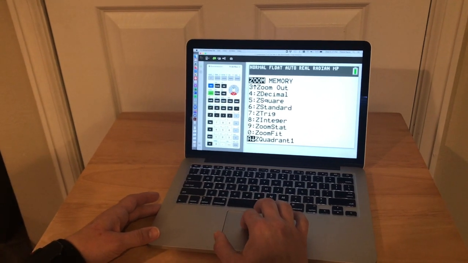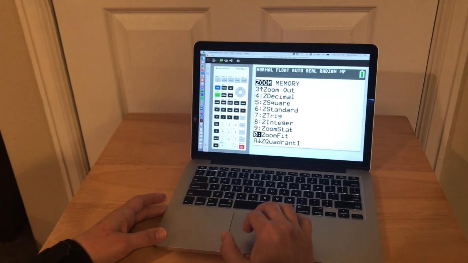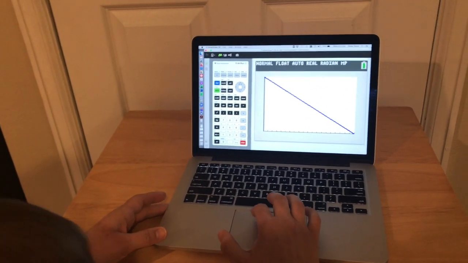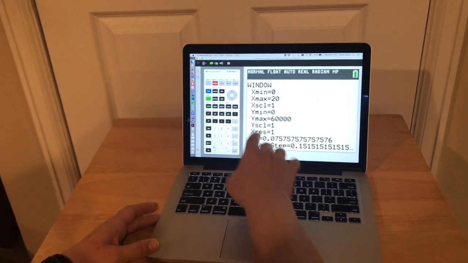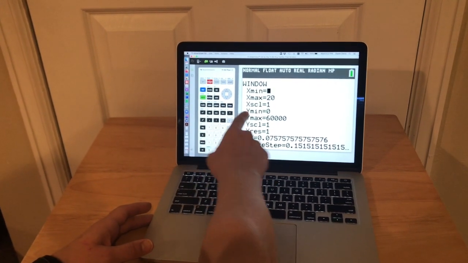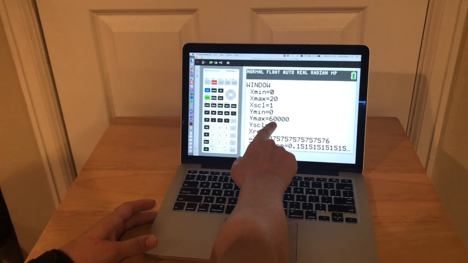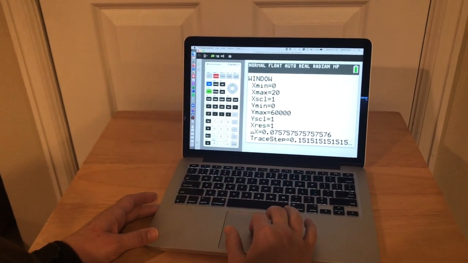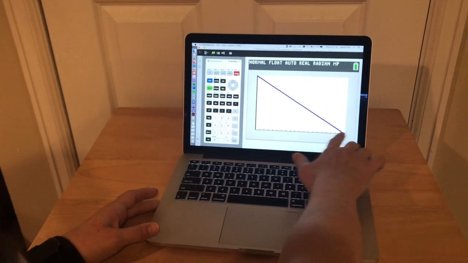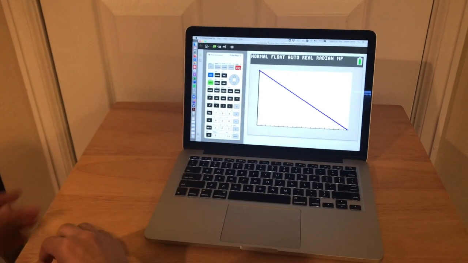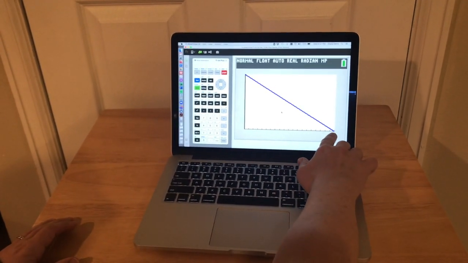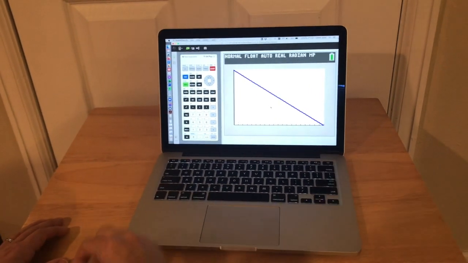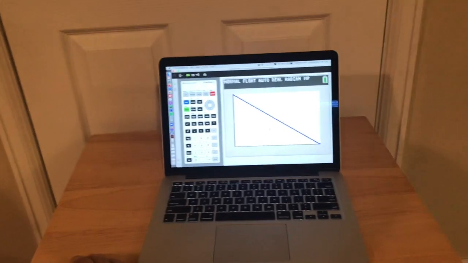Oops, too far. Okay, so here we have our graph. It's a diagonal line. Just to double check, in our window, our y minimum is 0 and our y maximum is 60,000. The fact that our y minimum is 0 tells us that our graph is showing the x-axis along the bottom. The other point is that this graph crosses the x-axis at an x value of 20. So let's draw this picture over on the board.